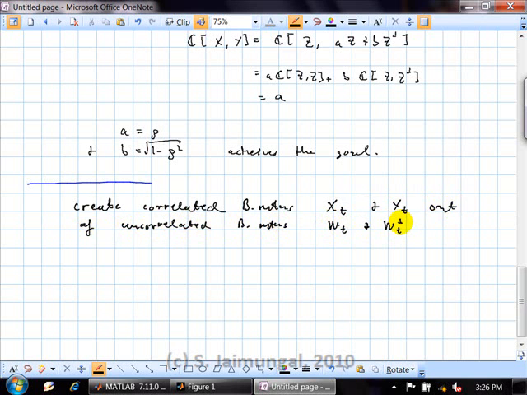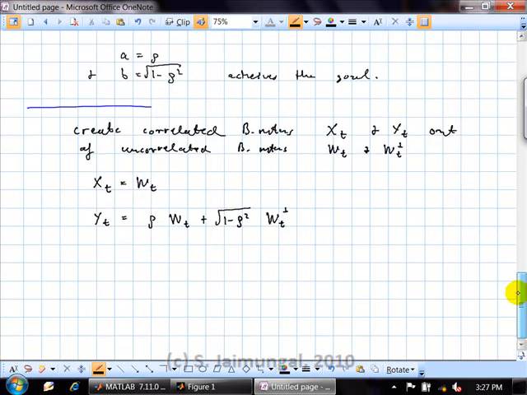Well, it seems natural to just define them in exactly the same way that we define the linear combination for the random variables. So we can simply say X is one of those Brownian motions, and Y is another linear combination, and we'll choose exactly the same linear combination because we know that the distributional properties are going to be preserved in this manner. Right, so if we make this definition, we can see that XT is certainly normal.